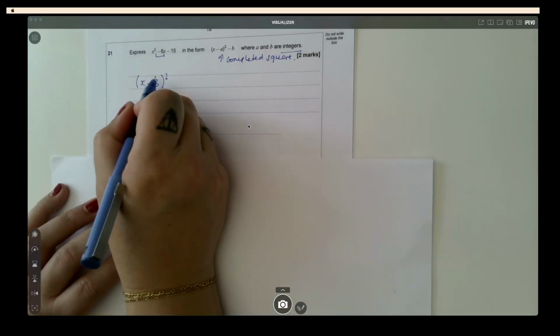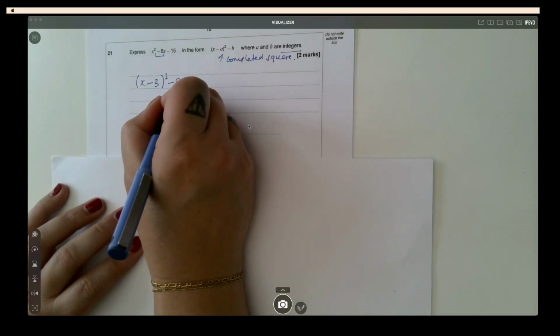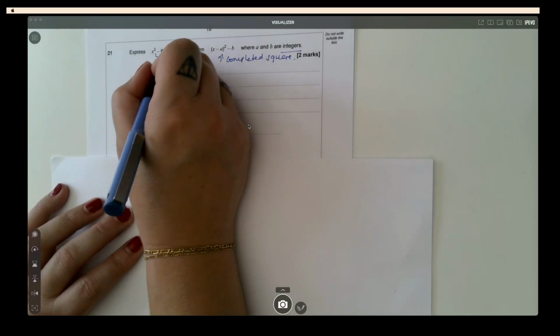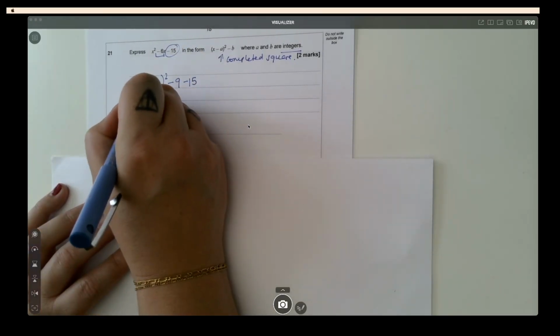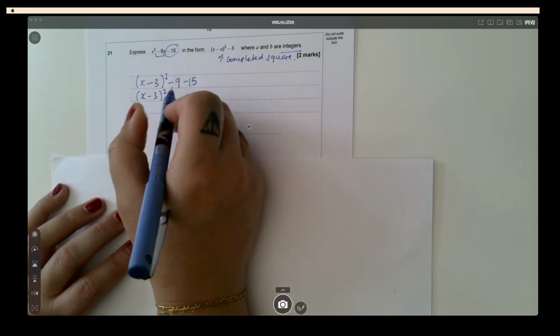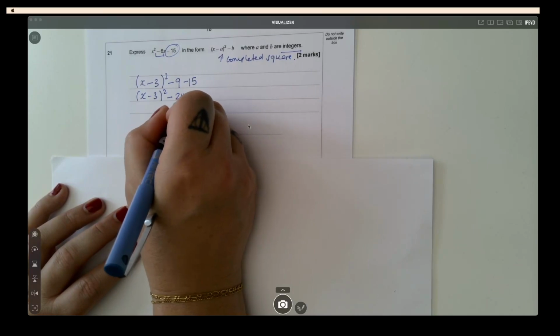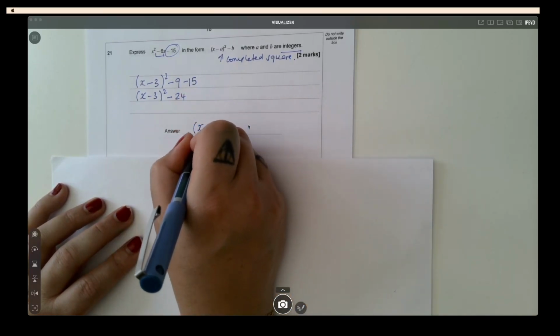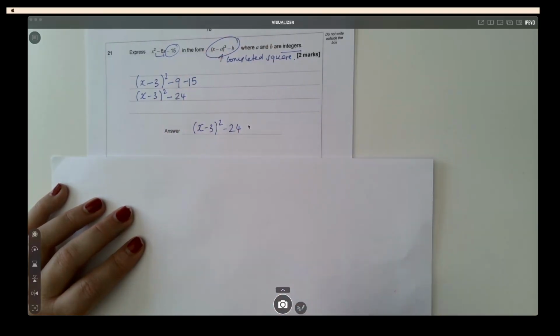Now I'm going to square this value. -3 squared is 9, and then subtract it from the outside of the bracket. I still have to take into account the -15, and then we're going to simplify. So (x subtract 3) squared, -9 take away another 15 is -24. And I'm going to pop that on my answer line because it's now written in the form requested. So we've completed the square.